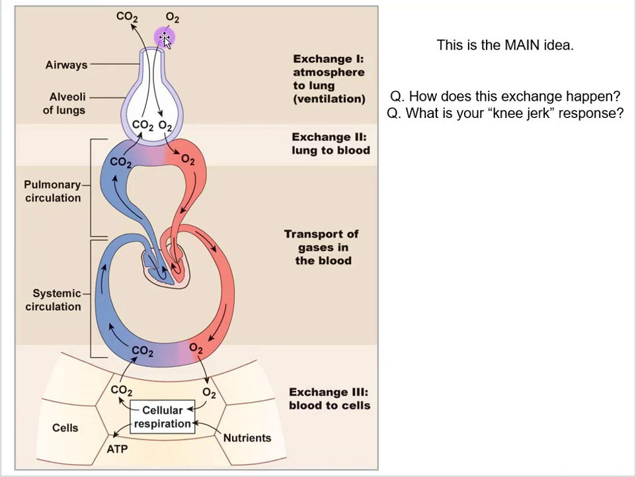So oxygen comes from the atmosphere into the lungs, which then goes into the pulmonary vessels. From there it goes back to the left atrium, left ventricle, out the systemic circuit. It moves out of the arterial end of the capillaries into the tissues, and there we have it.